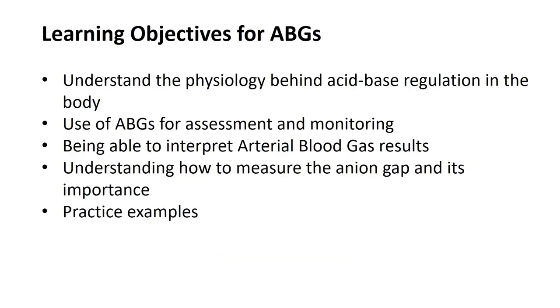During this short presentation, we're going to look at understanding the physiology behind acid-base regulation in the body. We're going to look at both the respiratory system and the metabolic system, particularly the kidney. We're going to look at the use of arterial blood gases for assessment and monitoring. We're then going to look at how you interpret arterial blood gases and give you a stepwise approach, and then look at a particularly more difficult thing of measuring the anion gap and its importance, and then we'll finish off with some practice examples.